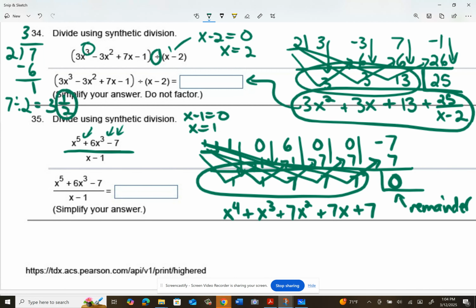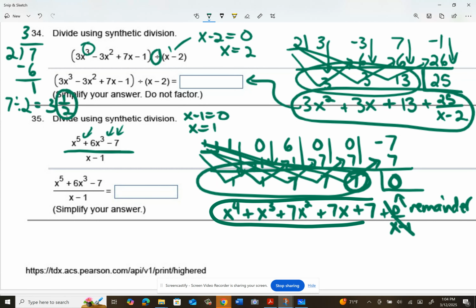You can also get what that is by knowing that whatever's the first number you have to the left of the remainder is your constant. And since the remainder was 0, we don't really have to write the remainder over the x minus 1 because that would just be 0. So what would go in the blank here would be this part right there.